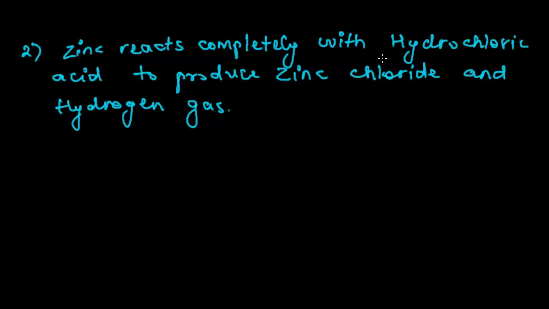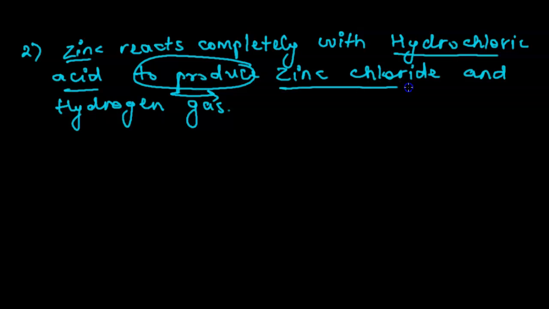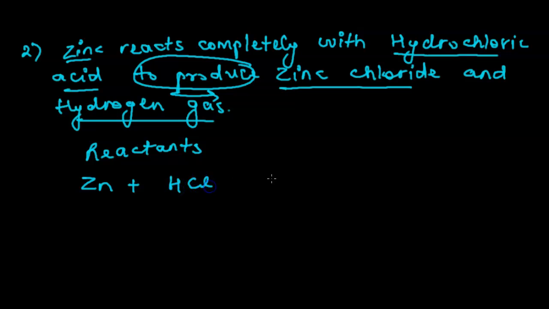Zinc reacts completely with hydrochloric acid to produce zinc chloride and hydrogen gas. So we need to react zinc with hydrochloric acid to produce. When they say to produce, that means after that is the right side, or the product side, zinc chloride and hydrogen gas. So we would write our reactants, and zinc is just by itself, so Zn, plus hydrochloric acid. We know hydrochloric acid is HCl, gives us zinc chloride.